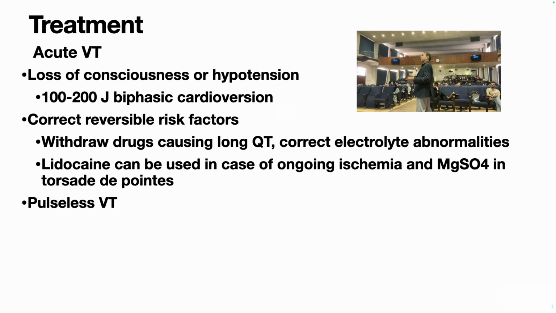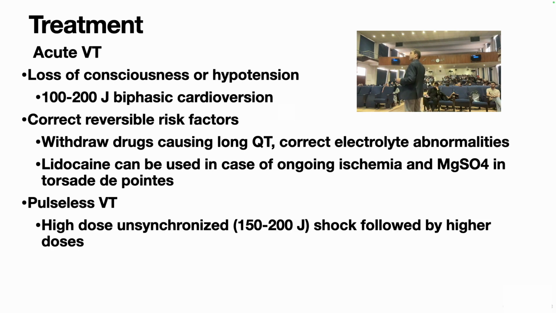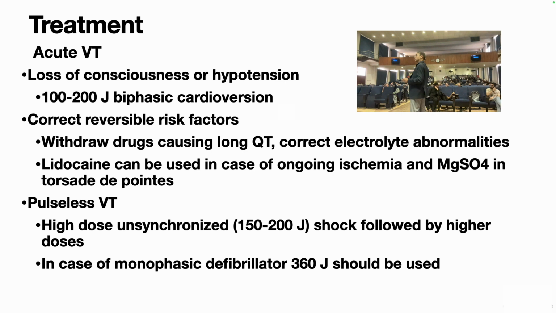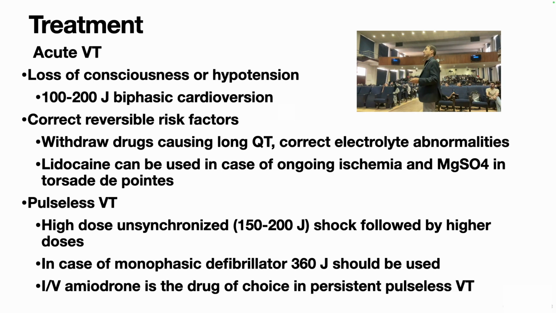If the patient has pulseless VT, there is no pulse, what would you do? Give higher strength of shocks, followed by higher doses if it is not reversed. This is unsynchronized. Here you give synchronized shocks. In case there is a monophasic defibrillator, give 360 joules. IV amiodarone for pulseless VT.